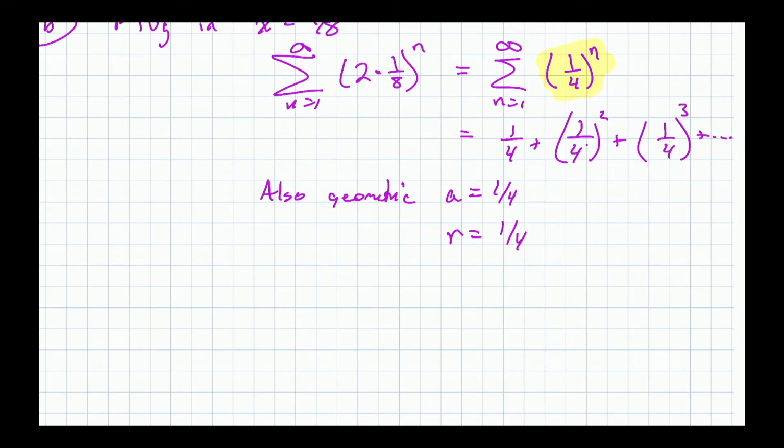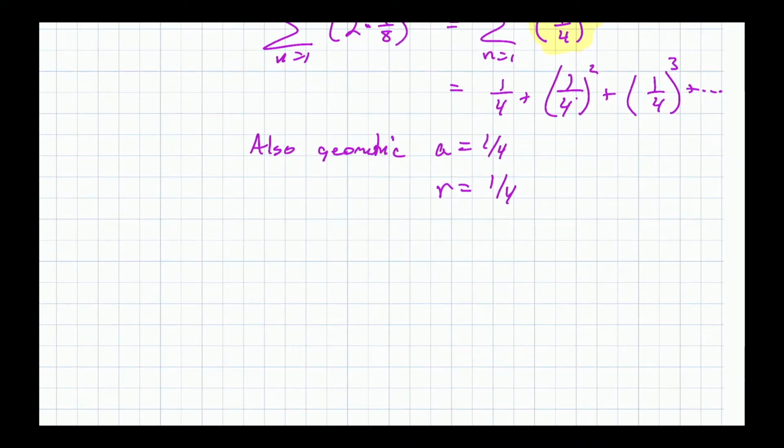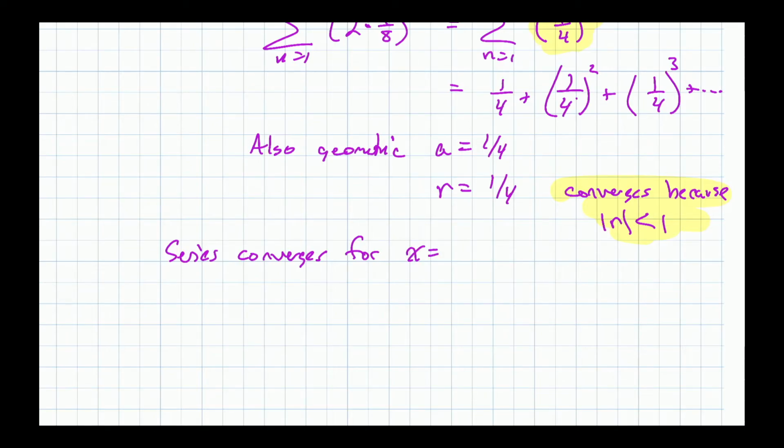So what's that mean? That should tell us that this is a convergent series, right? So it converges because the absolute value of r is less than 1. So there you go. So the series converges for x equals, what was it, 1/8? I think it was 1/8.